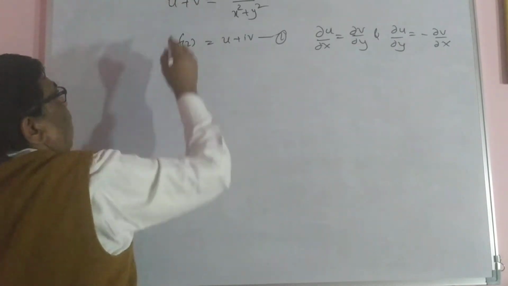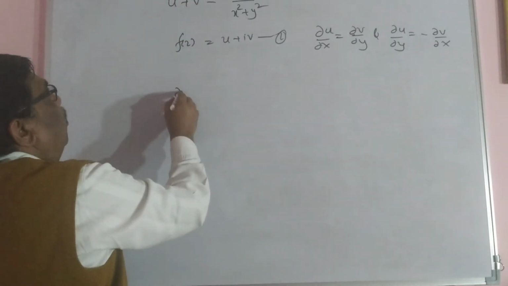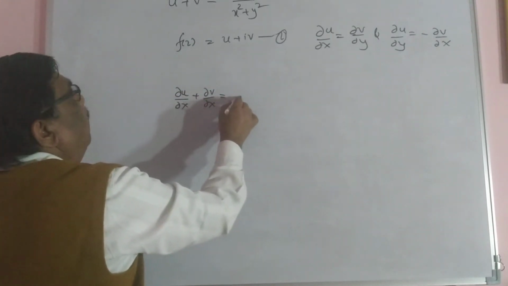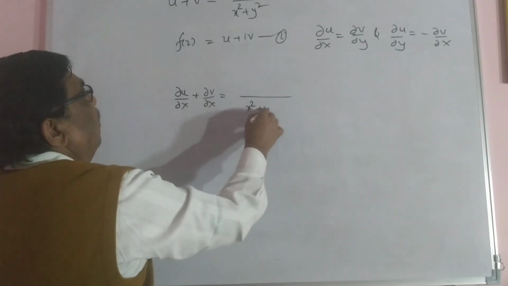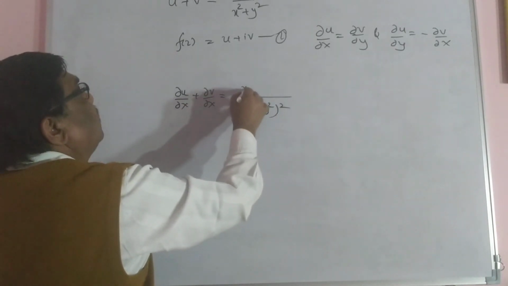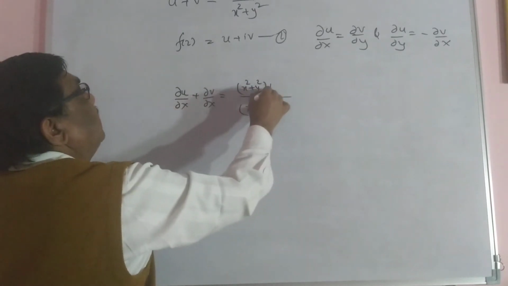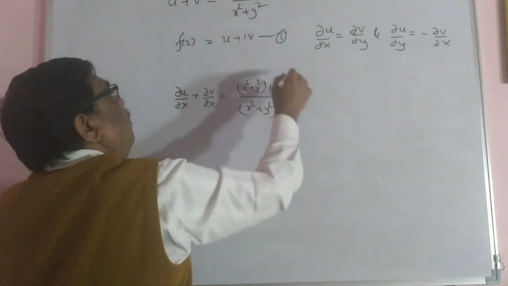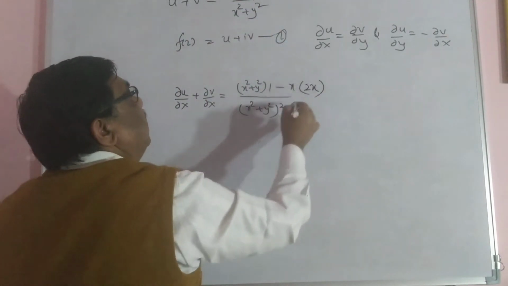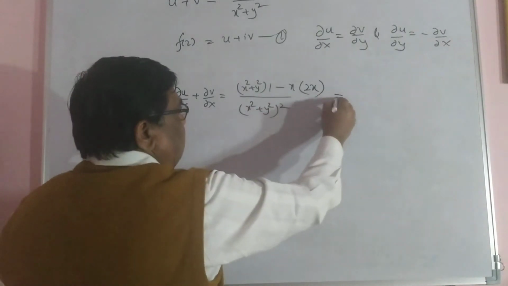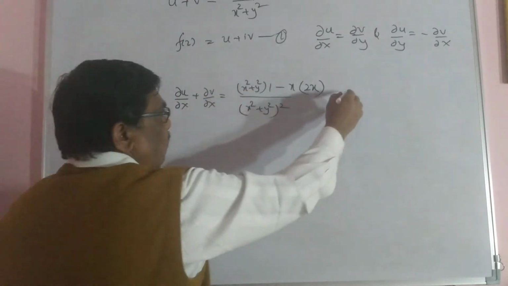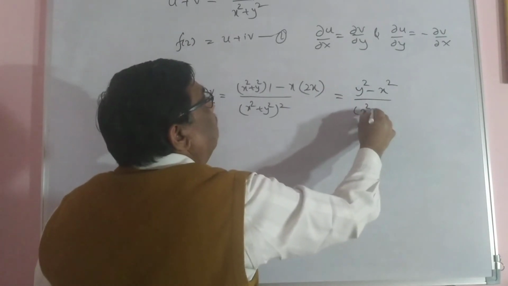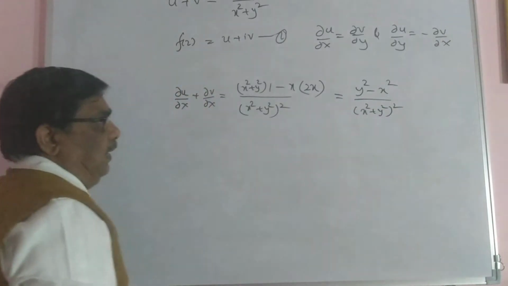And differentiate partially with respect to x. ∂u/∂x plus ∂v/∂x. It is the u by v method. So (x² + y²) whole square, and x² + y² is constant, x differentiation is 1 minus, it is x differentiation of the denominator, x² is 2x plus y² is 0. If I simplify this, it is 2x² minus 2x², so y² minus x², divided by (x² + y²) whole square.